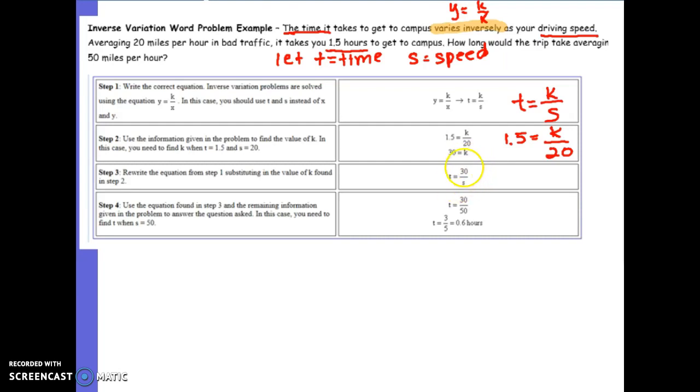The next step, we take this k of 30 and plug it back in, and that's how we get t is equal to 30 divided by s. Now we're going to use the equation found in step 3 and the remaining information in the problem to answer the question. In this case, you need to find the time when the speed is 50. So we plug in s is 50, and that's how we get how many hours.